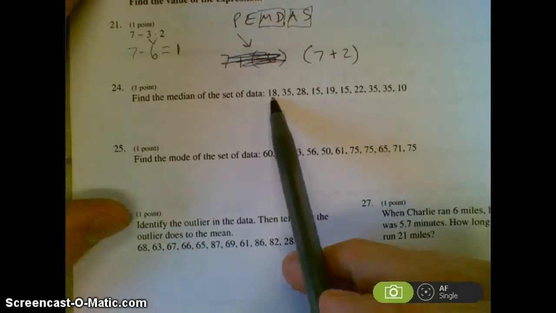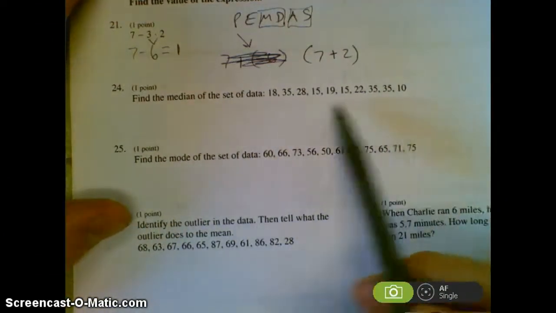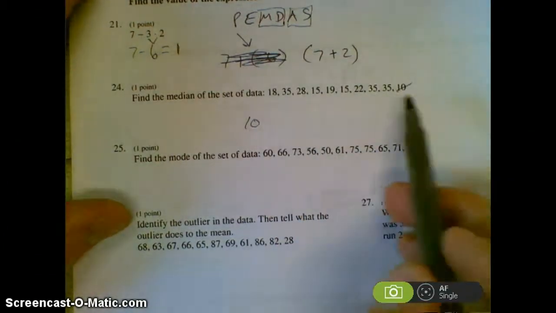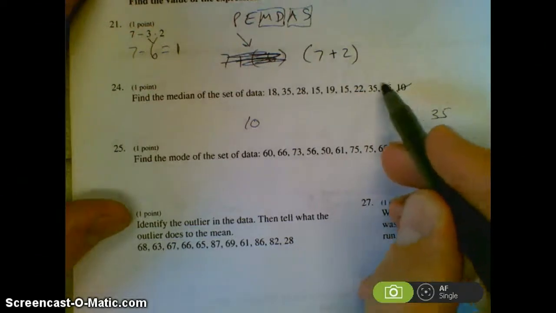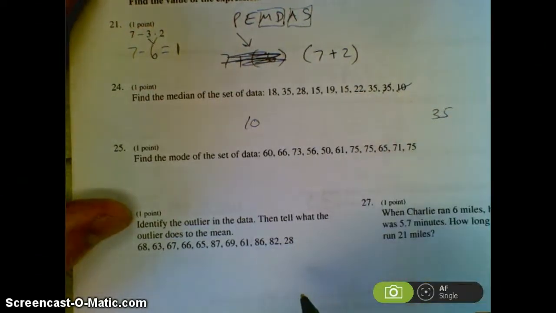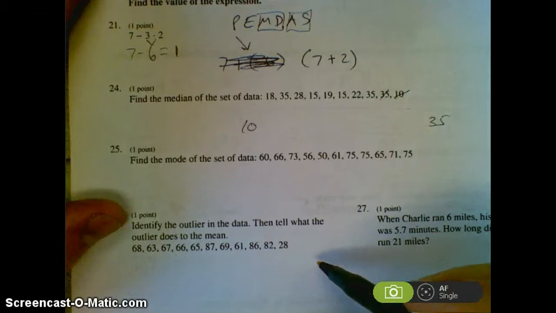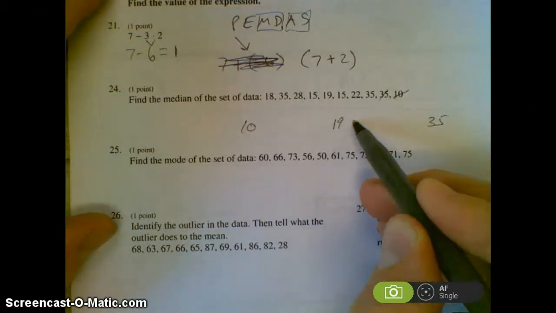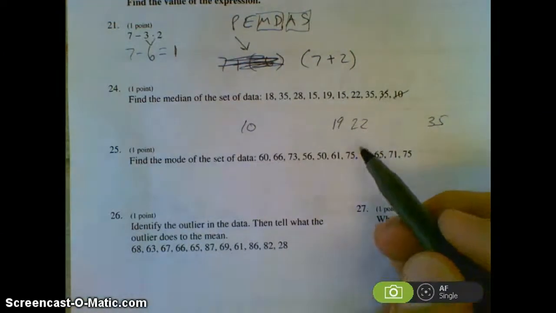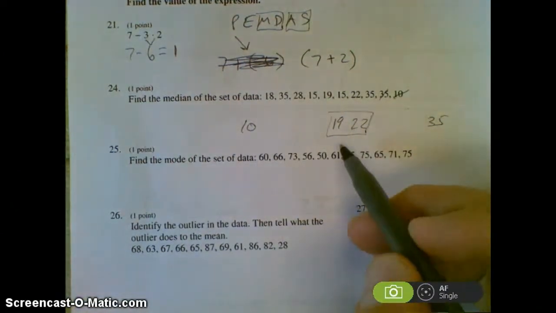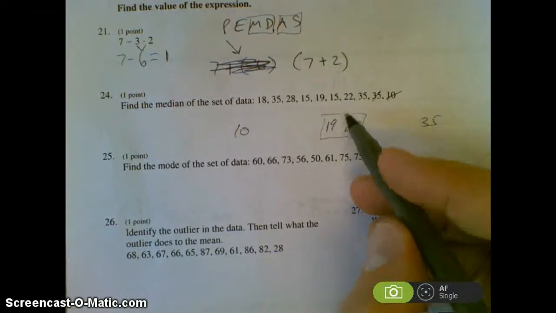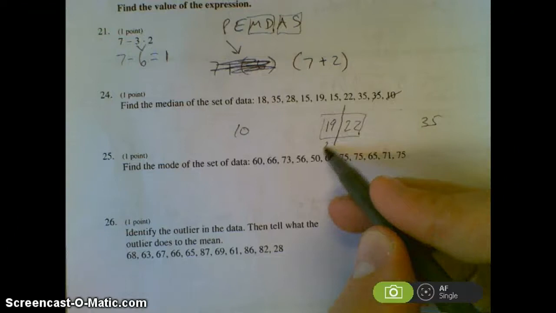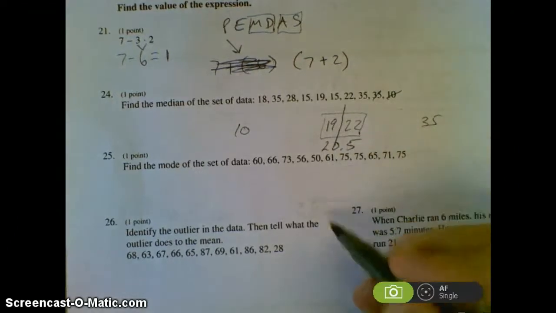Here we've got to find the median, so we'd put all of them in order, starting from the smallest, which is 10, all the way to the largest, which would be 35. And for this problem, 19 and 22 were our two middle values, and since there was an even number of values, 10 values, we're going to take what's halfway between 19 and 22, and that turned out to be 20.5.